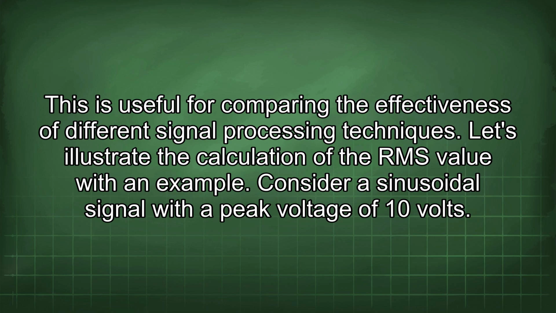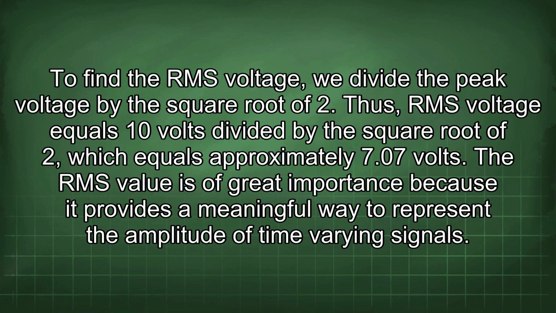Let's illustrate the calculation of the RMS value with an example. Consider a sinusoidal signal with a peak voltage of 10 volts. To find the RMS voltage, we divide the peak voltage by the square root of 2. Thus, RMS voltage equals 10 volts divided by the square root of 2, which equals approximately 7.7 volts.